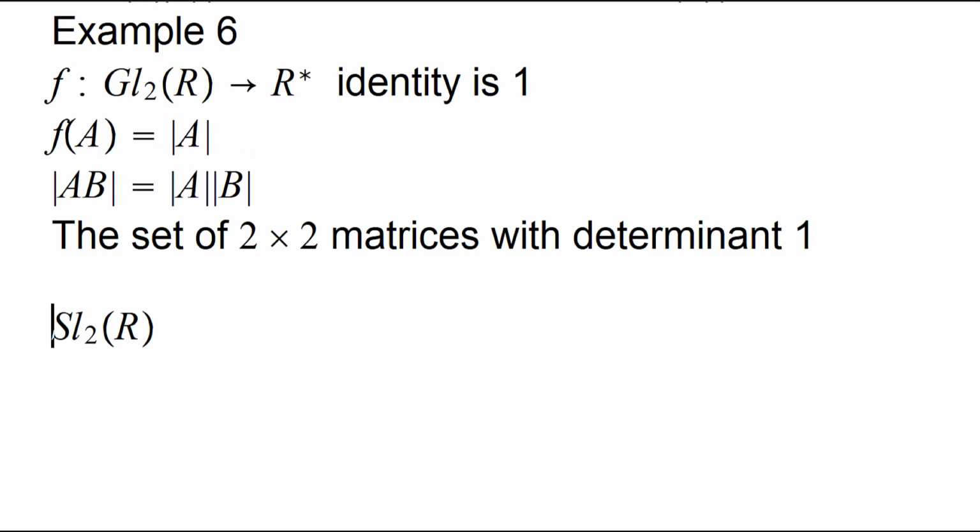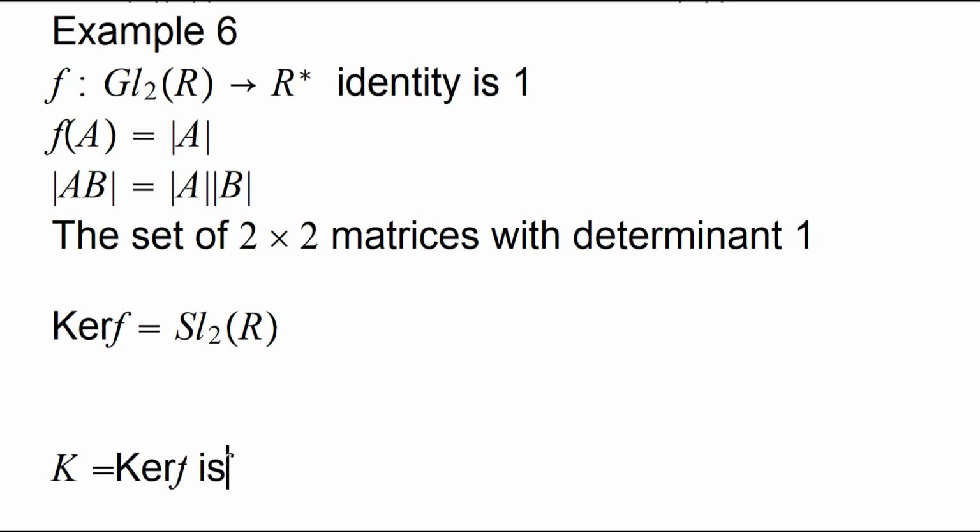So for this function, the kernel of f will be simply what? That is the special linear group. Okay, so let's see what this kernel gives to us. We know one thing: if we call the kernel K, the kernel of F for a homomorphism F, then it is a normal subgroup of the domain group, right?